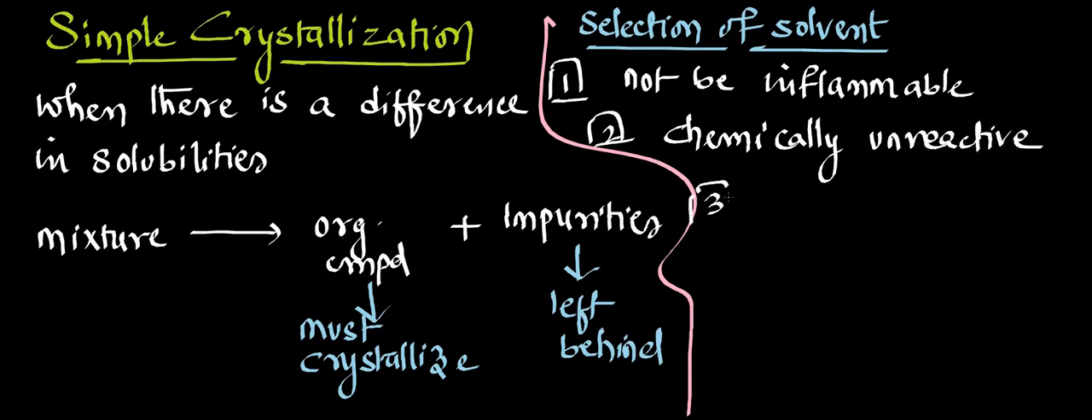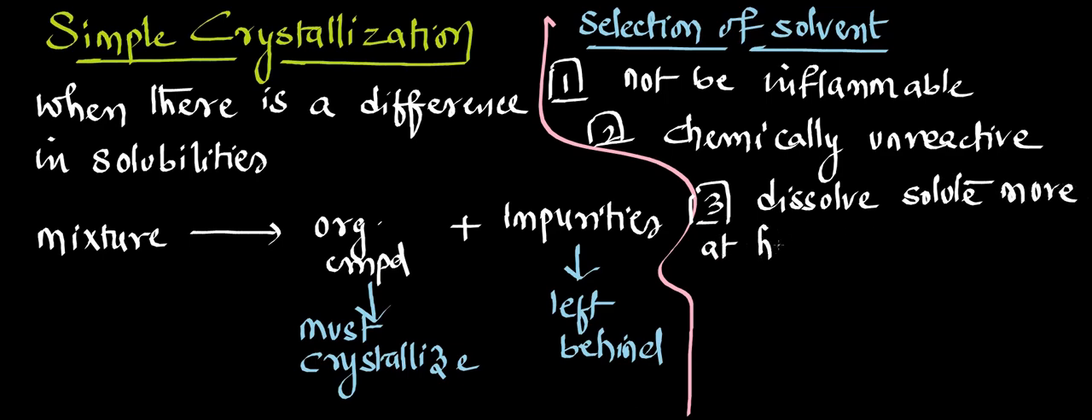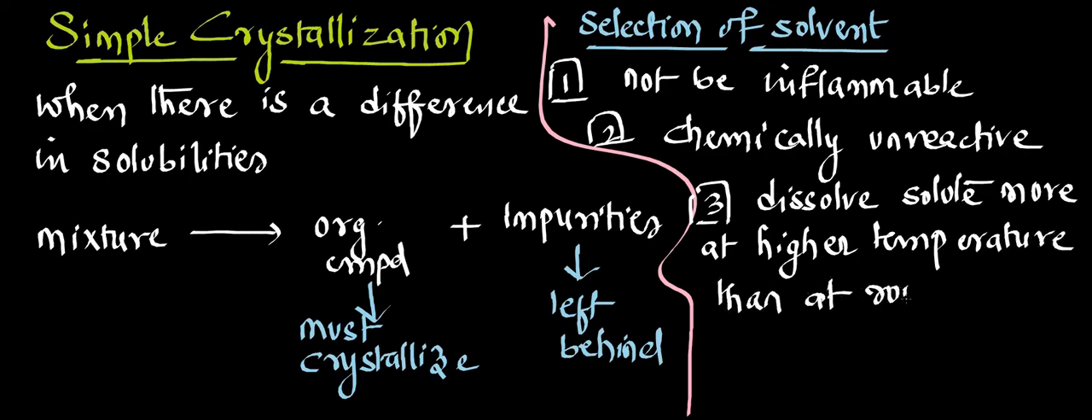And the third condition, it should dissolve more solute at higher temperature than at room temperature. More amount of solute must be dissolved at higher temperature than at room temperature. This is one more condition. That means on increasing the temperature, the solubility of the solute in that specific solvent must increase.